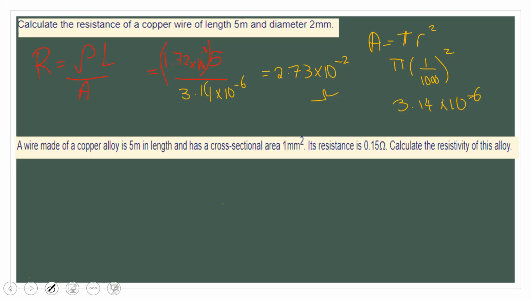Okay. A wire made of a copper alloy is 5 meters in length and has a cross-sectional area of 1 millimeter squared. If its resistance is 1.015 ohm, calculate the resistivity of this alloy. Here, they give me the resistance, they give me the area, they give me the length, and they ask me to find rho.